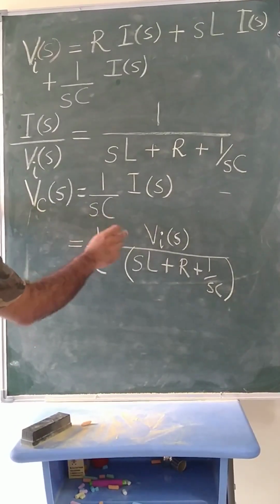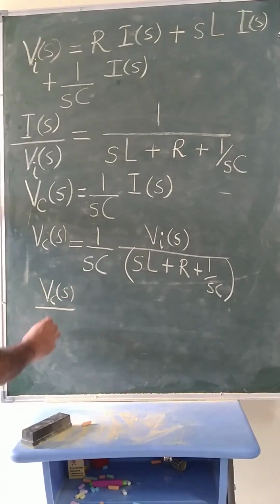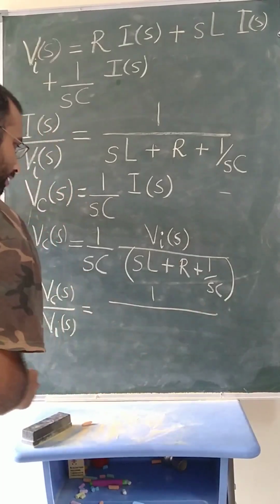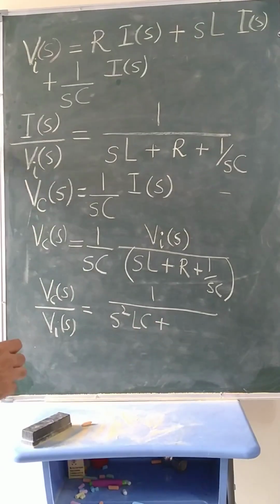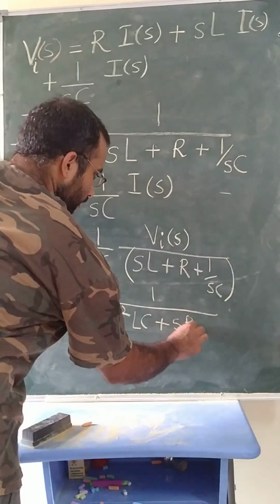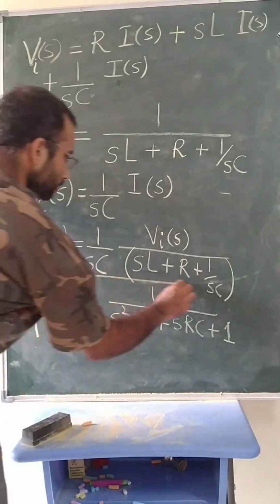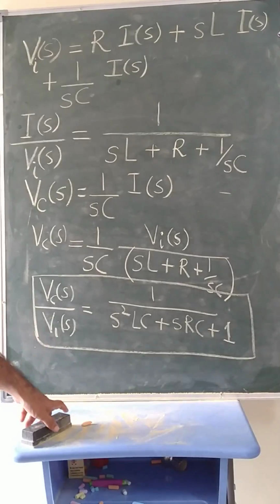Therefore, this is Vc(s), the voltage drop across the capacitor. So the voltage drop across the capacitor upon the input voltage is equal to 1 by s squared LC plus s times RC plus 1. This is the required transfer function for the electrical system, where the output of this transfer function is the voltage drop across the capacitor and the input is the input voltage to the circuit.